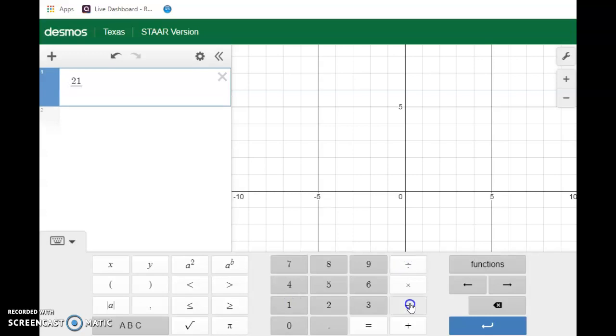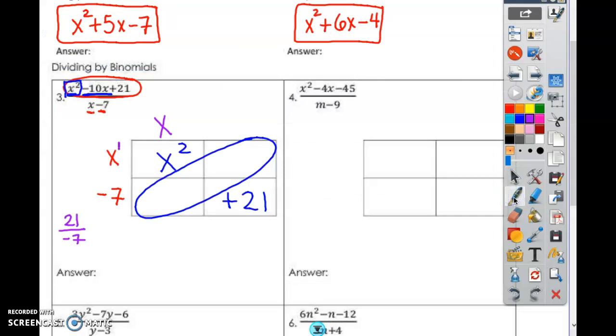21 divided by negative 7 is negative 3. Okay? So I'm going to put it over here on the outside, negative 3. This is my answer. That's my answer. Okay? If you want to continue and see that it works, let's put the answer down here.